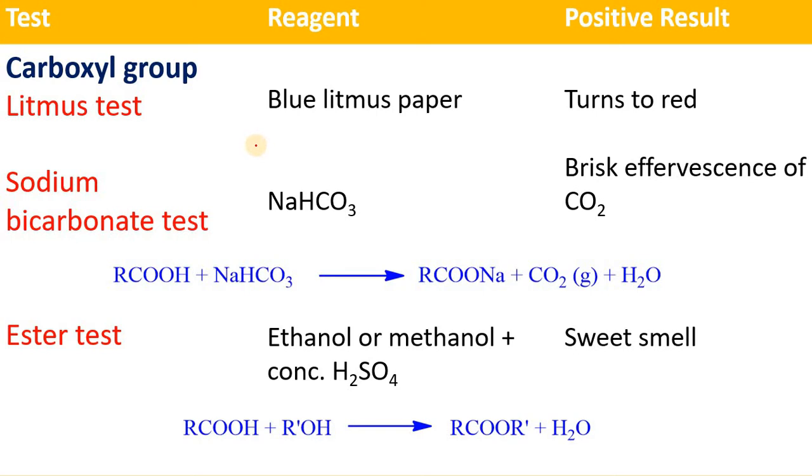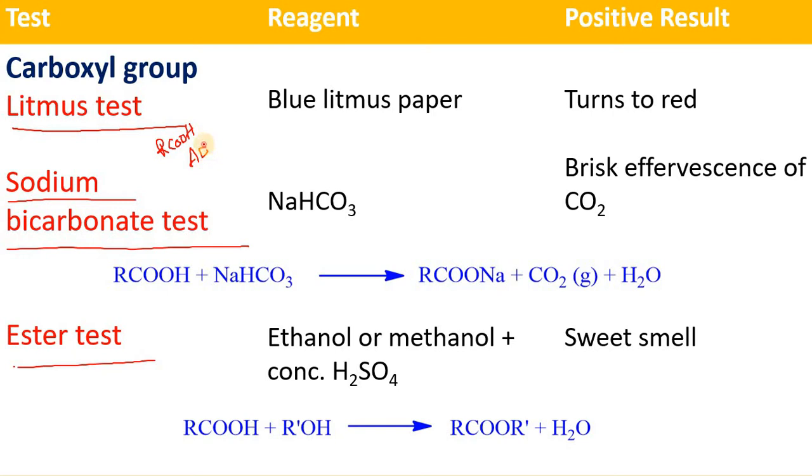In this video, I will explain the identification of carboxyl group and also amino group. The carboxyl group can be identified by using litmus test, sodium bicarbonate test, and ester test. We know that carboxylic acids are acidic in nature. So when you treat carboxylic acids with litmus paper, the blue litmus paper will be turned into red.